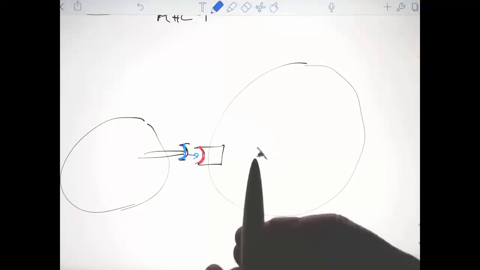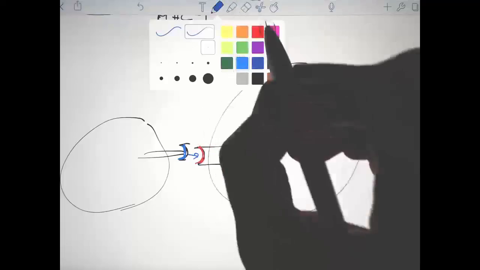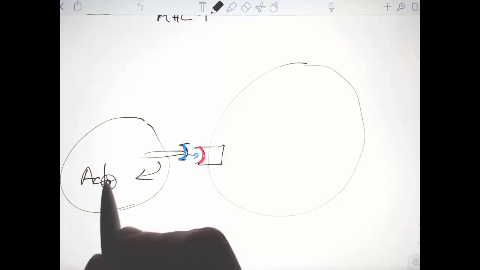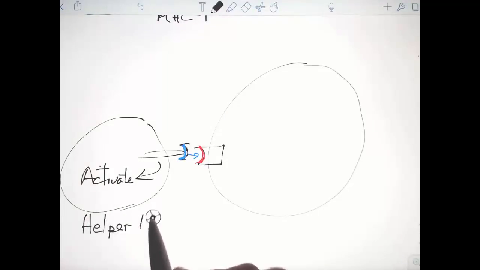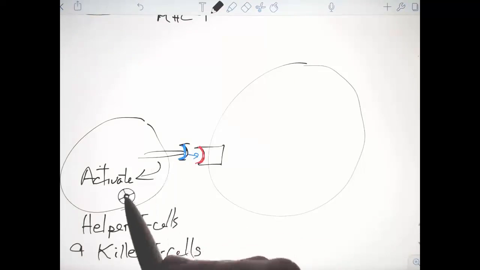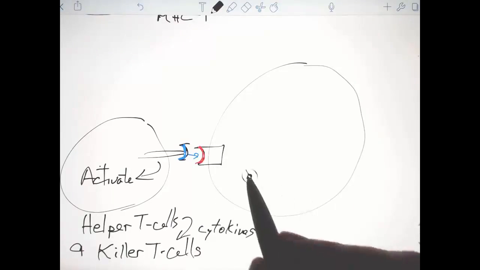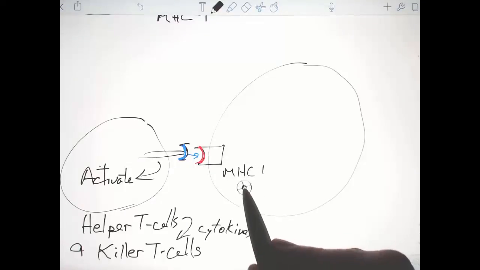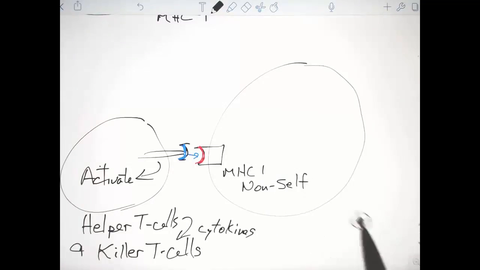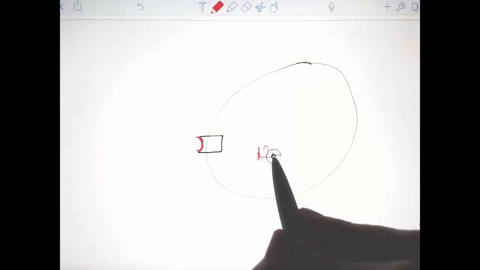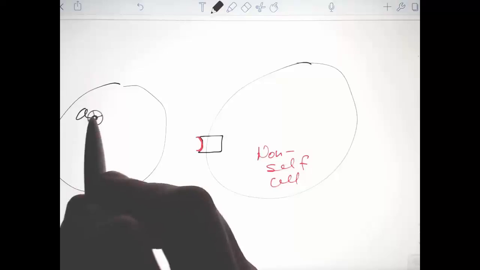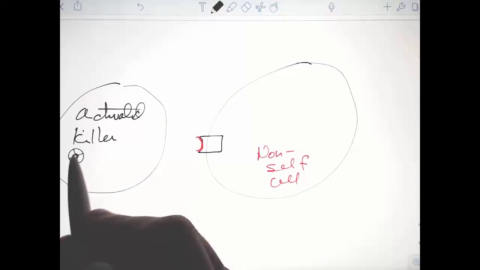When that matching shape results in binding, that can then activate helper T cells and killer T cells. So if you activate a helper T cell and it releases cytokines to a killer T cell that also binds to that MHC1 from a non-self, maybe a transplanted cell, then you wind up with, here's our non-self and our fully activated killer T cells.